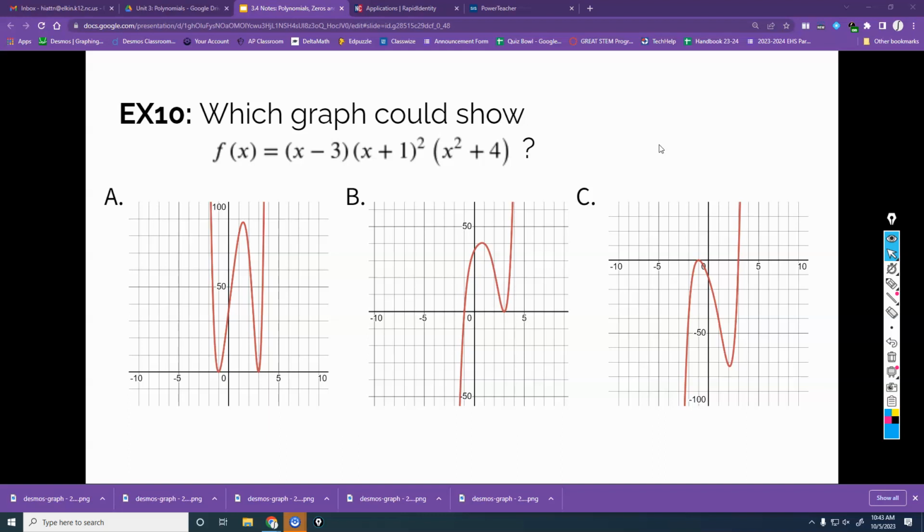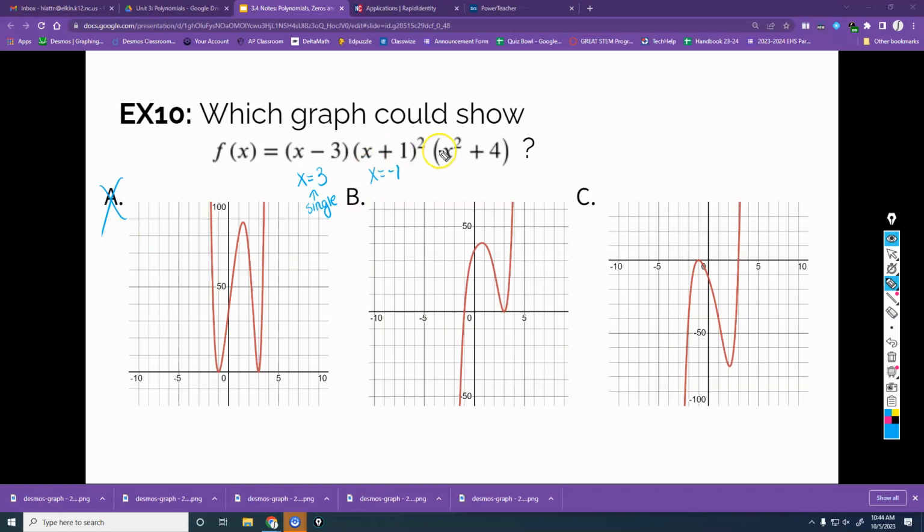Okay? Because this is x minus 3. What's the 0 that goes with that? 3. Okay? Is it a single 0 or a double 0? It's going to be single, which means it's going to cross. There's one you can already throw out. Which answer could you throw out? A doesn't have any single zeros because both of those bounce right there, right? So it's not A.